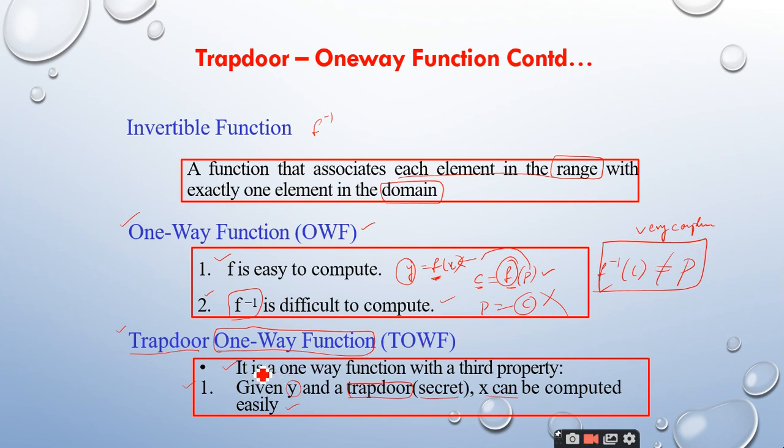But if you extend the one-way function with a trapdoor, that means you know y. y is nothing but f of p, which is c, right? You know c, and you also have the key, the trapdoor, which is nothing but a private key. So once you know the ciphertext and the private key, the plaintext can be easily computed. This is what the trapdoor one-way function is. All of this revolves around the private key only. Once you have the private key, done. You can easily get the plaintext from the ciphertext. Clear?